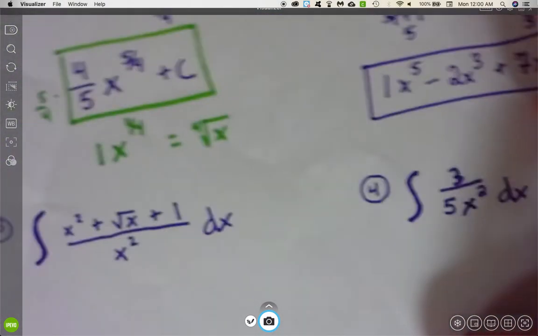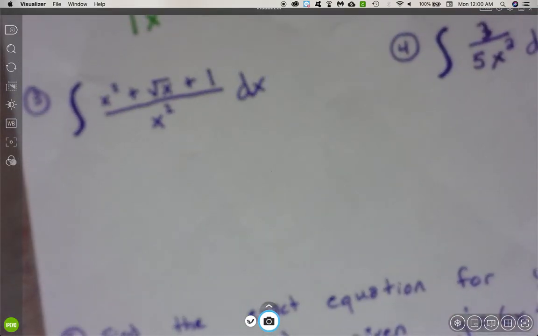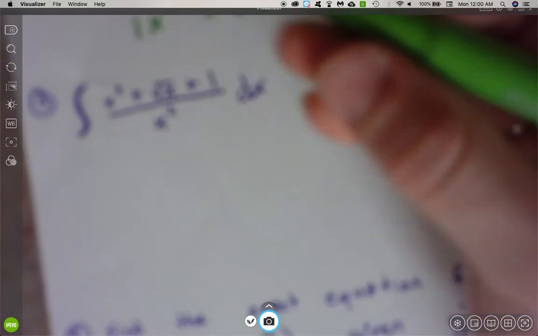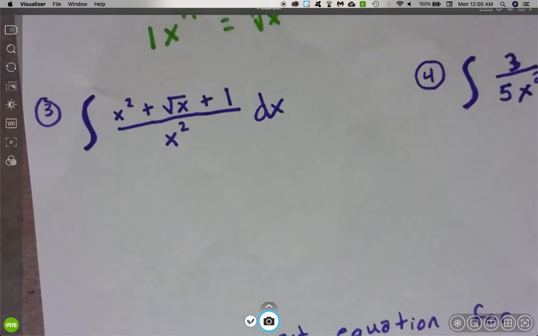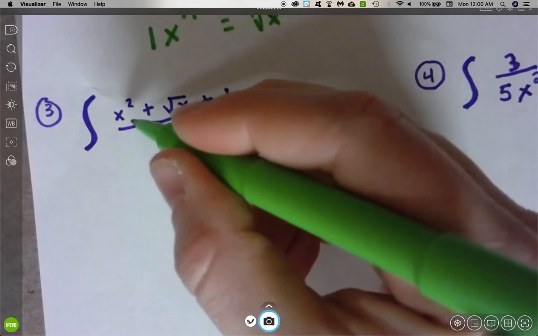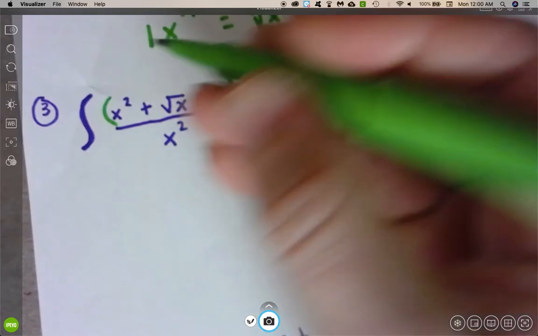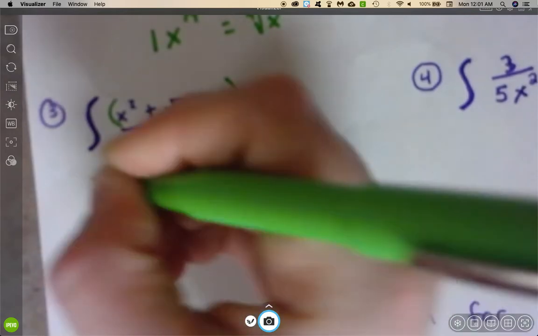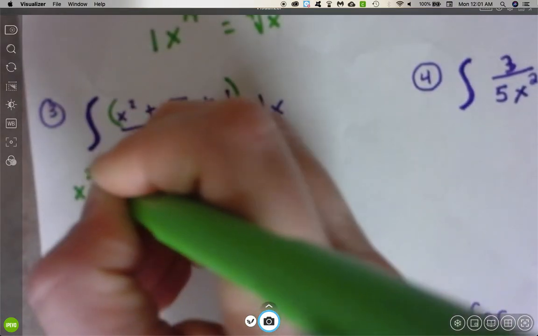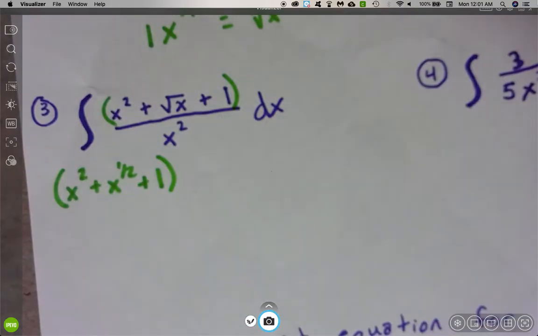All right, now this next one, you're going to have to rewrite it a little bit before you can do anything here. Okay, so what I'm going to do is this top part. I'm going to leave it the same, except that square root of x, I'm going to make it to the 1/2 power. So I'm going to write it as x squared plus x to the 1/2 power plus 1, like that. So I just kept the top kind of the same, except that middle term I'm going to change to x to the 1/2 power.